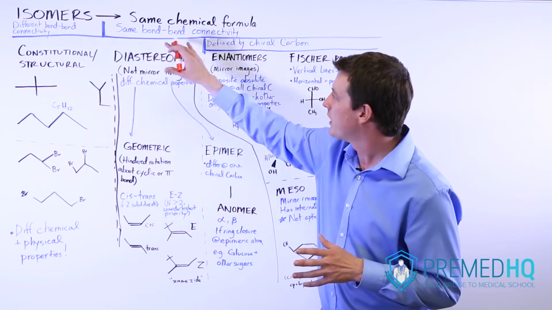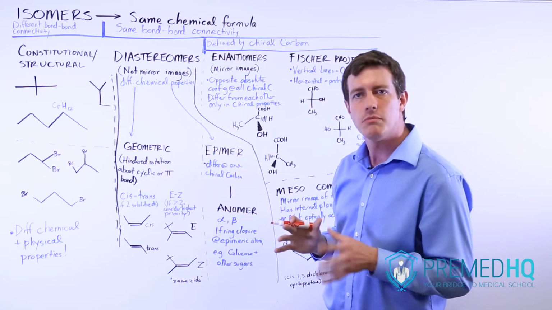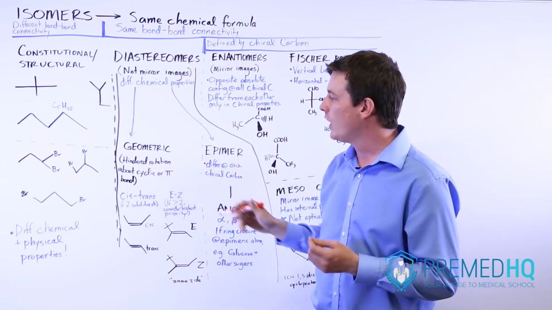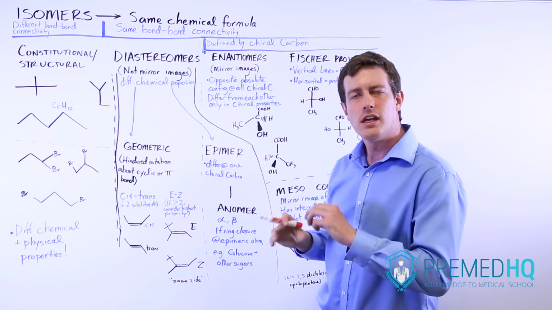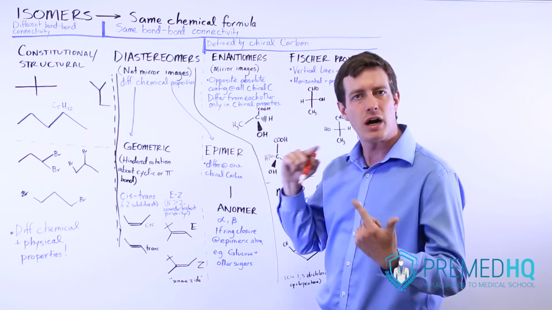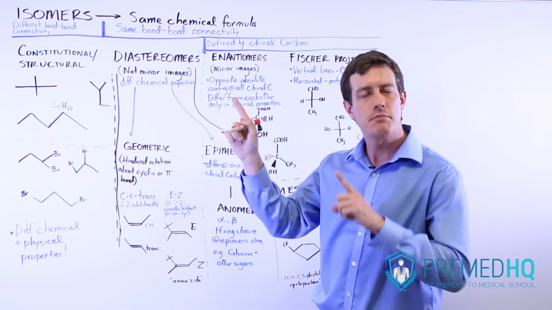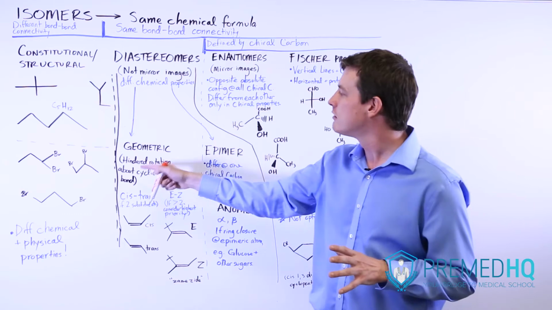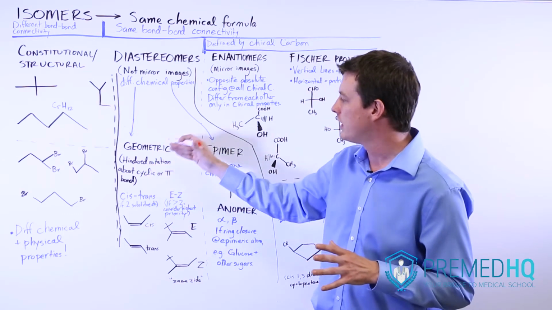Within diastereomers, we have 2 different subtypes. We have geometric isomers, and geometric isomers are defined by the fact that if you have a cyclic compound or a pi bond, you don't get free rotation about that bond. That means you can have one substituent that goes up and the other substituent that goes down, and that will not change. The hindered rotation around a cyclic or pi bond is what makes a geometric isomer what it is.